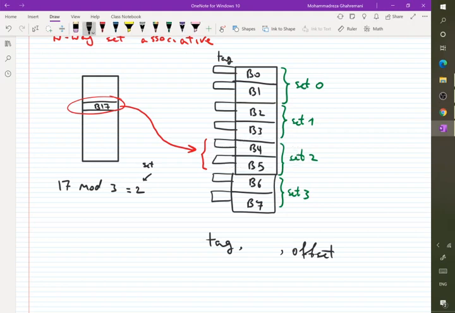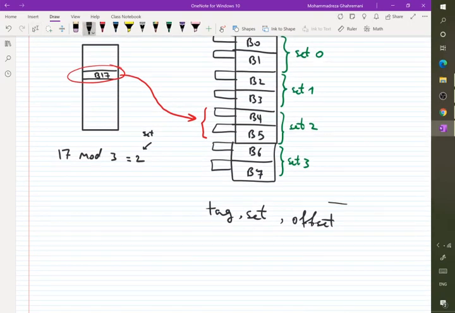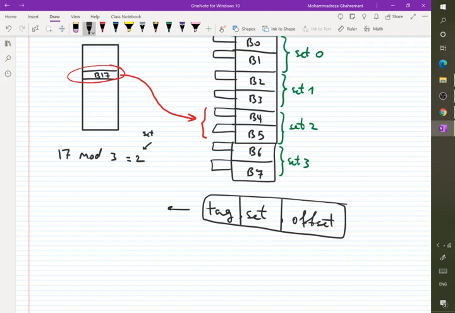The thing that we need to have as a separate address field is the number of set. So we say set. Okay, so this one is the address field for n-way set associative map: tag, set, offset.